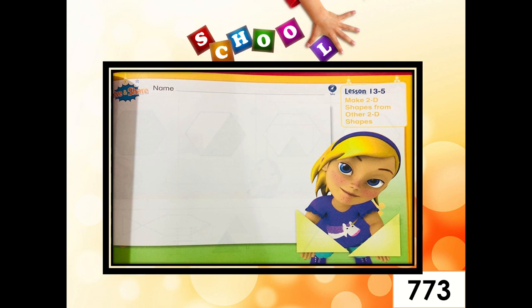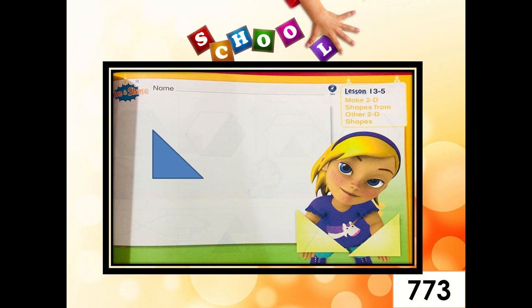Let us have this activity on page 773. She is Emily, and Emily has 2 triangles. She thinks she can use them to make another 2D shape that she has learned before. It can be a circle, a triangle, a square, or a rectangle. Let us help Emily doing this task.